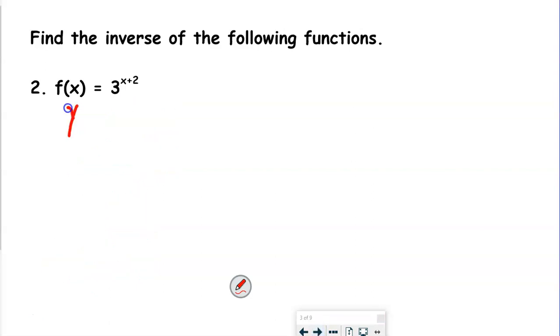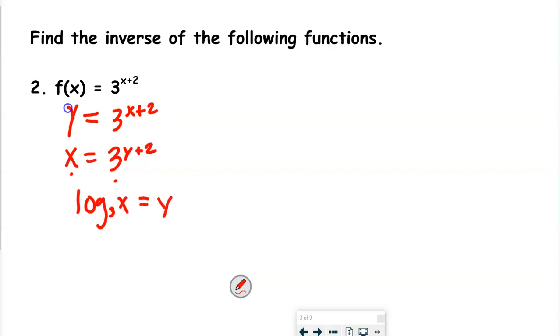Again, I'm going to put y where the f of x was. I'm going to swap the x and y. Now this time I'm going to put it in log form. So again, remember base is base, so that's the base. So this is log base 3 of what was on the other side of the equal sign. And that's going to be equal to y plus 2. So now we're going to subtract 2 from both sides. So our answer is log base 3 of x minus 2 is equal to y, because obviously there's nothing left over there now but y.